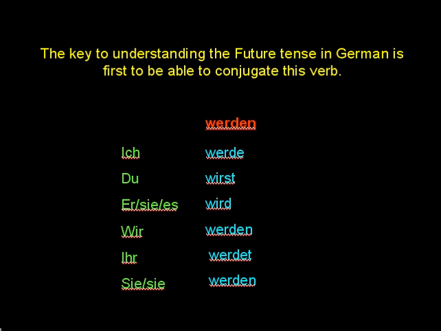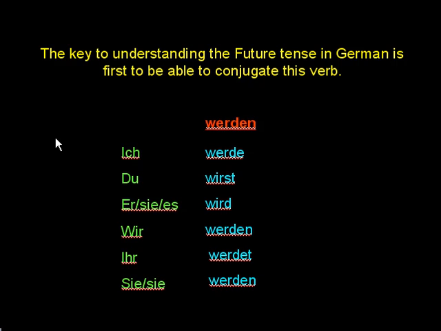Okay, today we're going to talk about das Futur, the future tense in German. So the key to understanding the future tense in German is to be able to conjugate and use this verb correctly, which is werden. And werden actually has several meanings besides the future tense. It can also mean becoming or getting, in the sense of I'm getting sick or becoming tired. But today we're really just going to work on the future.